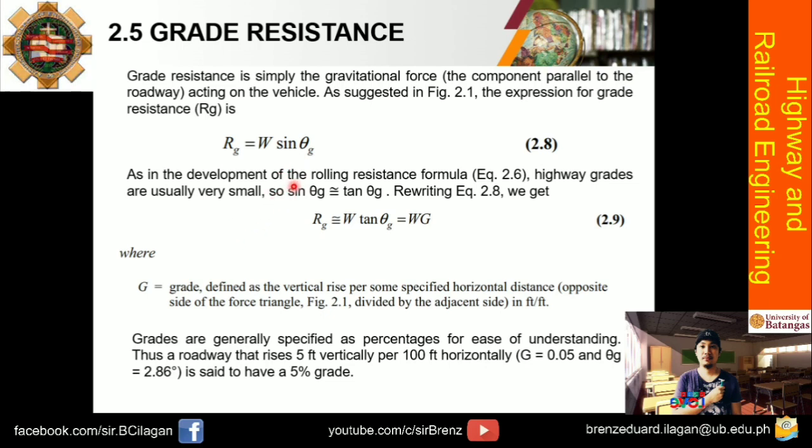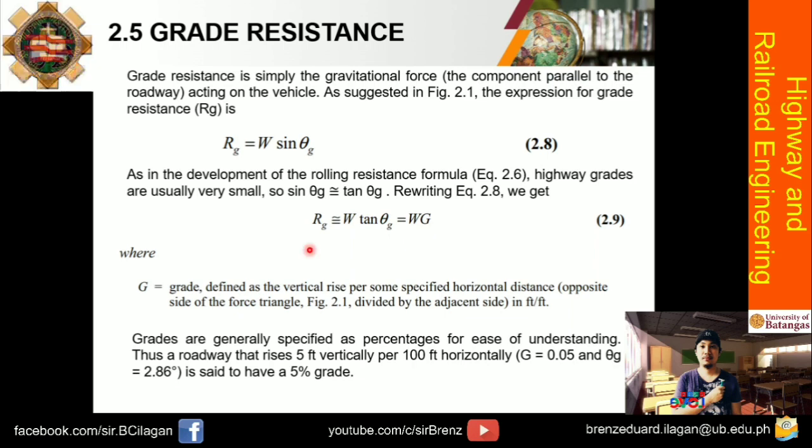As in the development of the rolling resistance formula, equation 2.6, highway grades are usually very small. The sine of theta G is equal to tangent theta G, as it approaches, they are almost equal. Rewriting the equation, we get R sub G is equal to W tangent of theta sub G, or that is equal to W multiplied by G.